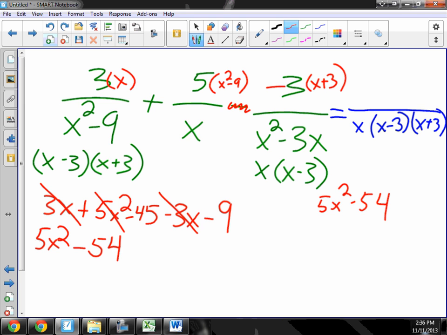Now I need to times all three of those together, but I'm smart. I already know what these two are. So I take x and times it into x squared minus 9. So it's going to be x to the third minus 9x. And that would be your answer.